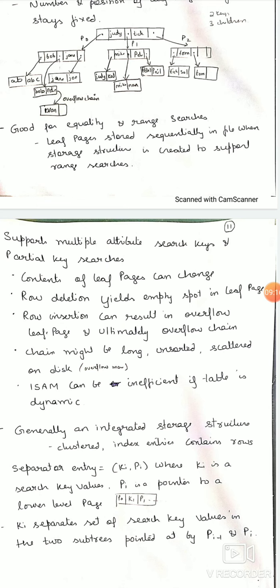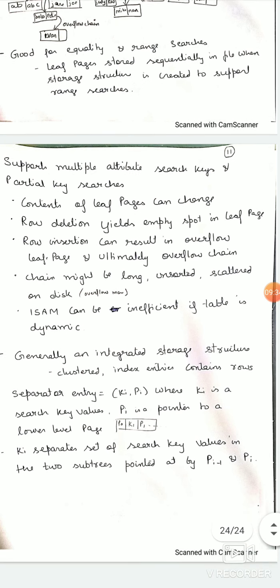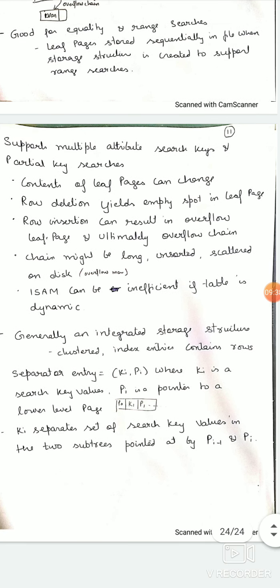The chain might be long. If you keep on doing insertion like this, then the chain might be long, unsorted, and scattered on the disk. So ISAM can be inefficient if the table is dynamic. At runtime, if you're going to insert more and more keys, then you might not get the appropriate place, or else you might face an overflow chain process also. So this is not efficient if you're going for dynamic.